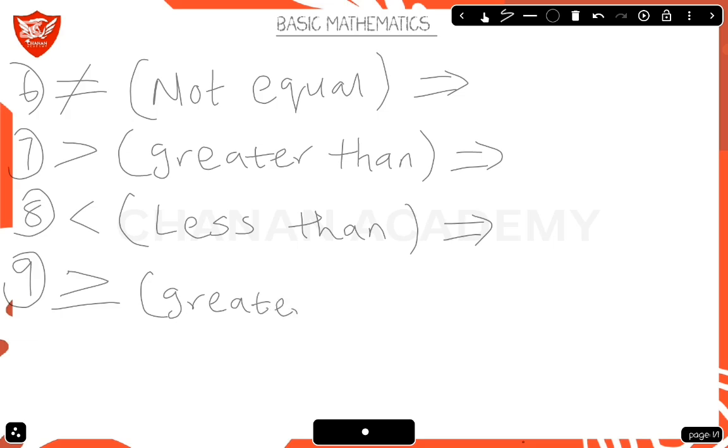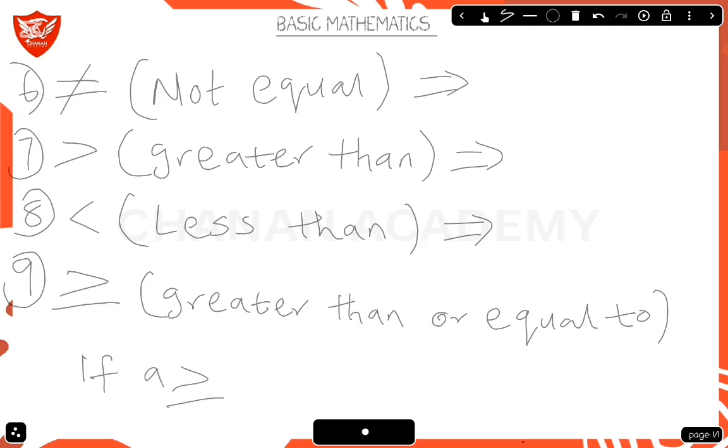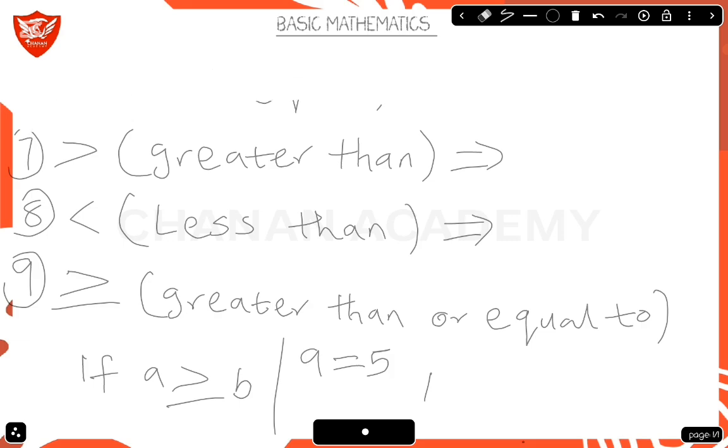Number 9, the next sign I'll be talking about is the greater than or equal to sign. Greater than or equal to. So what this sign means is if A is greater than or equal to B, then let's say A is equal to 5, then, sorry, let me clean it up so I can give a proper example.